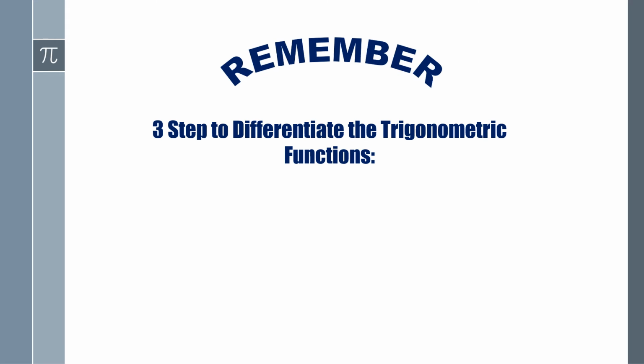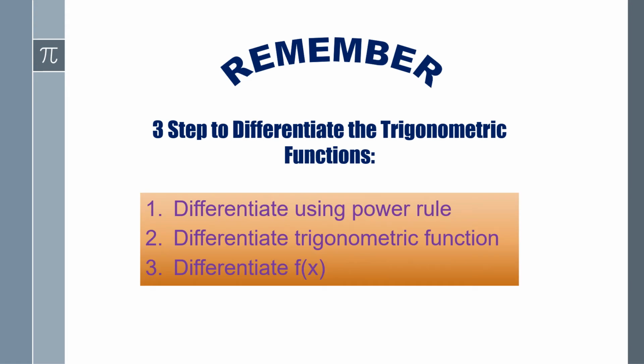Remember that we have 3 steps to differentiate a trigonometric function. The first one is differentiate using the power rule. The second one is differentiate the trigonometric function. Then the last step is differentiate f(x), which is the angle of the trigonometric function.